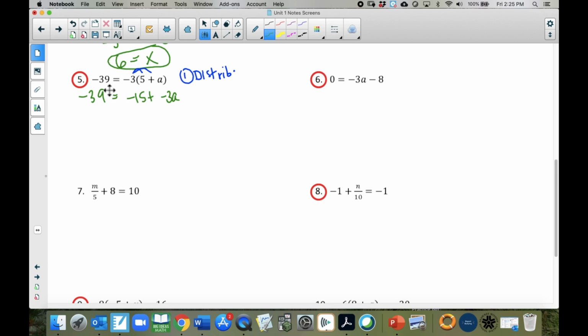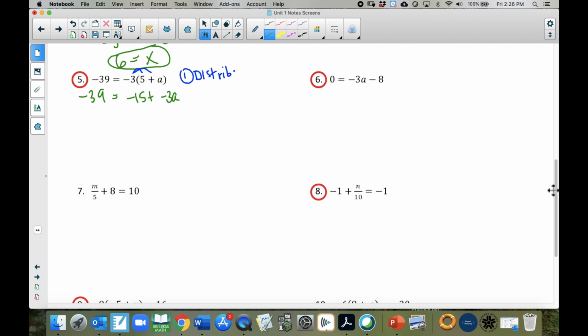Okay, so when I distribute, I bring down my negative 39, bring down my equal sign. Negative 3 times 5 is negative 15. Negative 3 times a is negative 3a. I had it plus negative 3a. You could call it minus 3a. Either way is fine. All right, so we have that done.